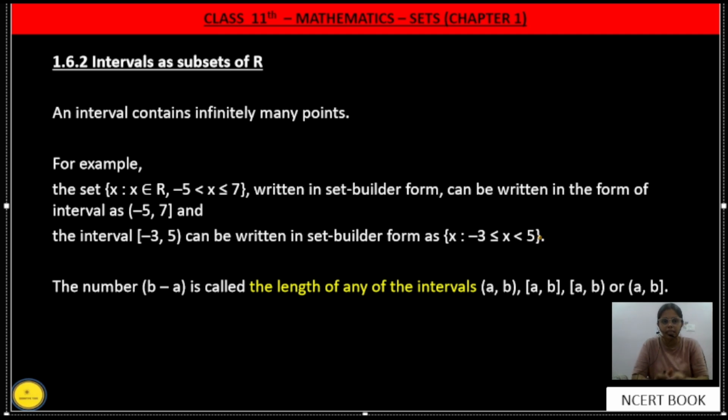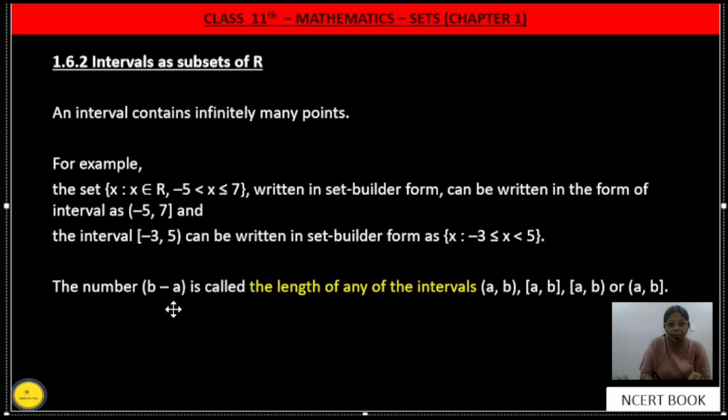Now intervals as subsets of R. An interval contains infinitely many points. For example, the set x such that x belongs to capital R, where minus 5 is less than x less than or equal to 7, written in set builder form, can be written in the form of intervals as open minus 5, comma, closed 7. And the interval closed minus 3, comma 5 can be written in the set builder form as minus 3 less than or equal to x less than 5.